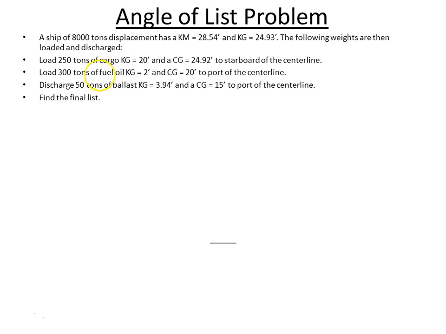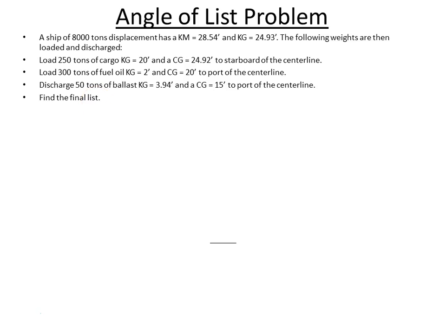So far we've been mostly calculating the vertical center of gravity, but in this one we're going to look at the effect of the loading and discharging, because we're going to load two items and discharge one, on not only the vertical center of gravity but the horizontal, the transverse center of gravity. Because when we finish doing all this, we're going to find that the vessel is going to have a list. Your task is going to be to calculate the final list.